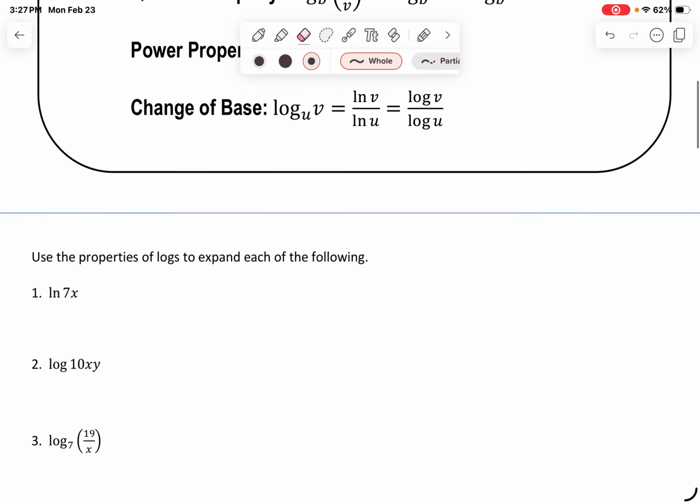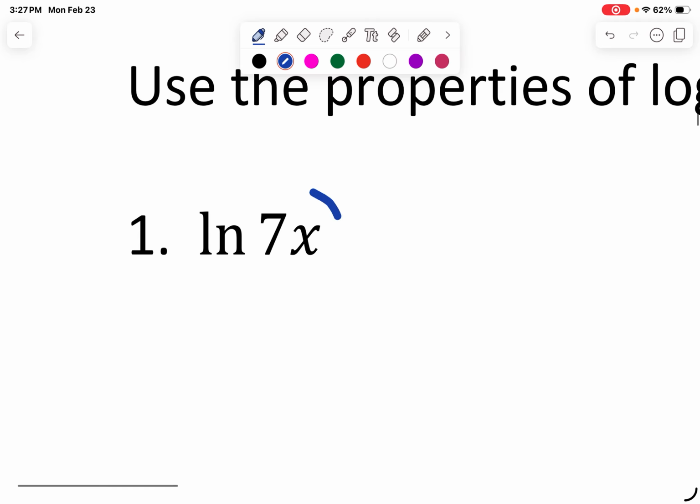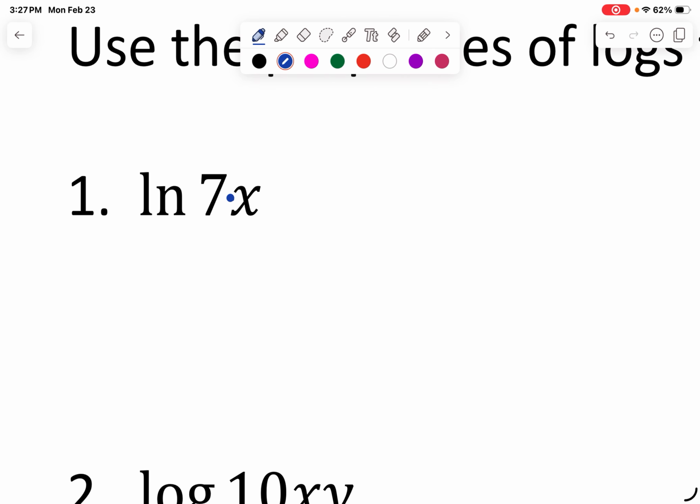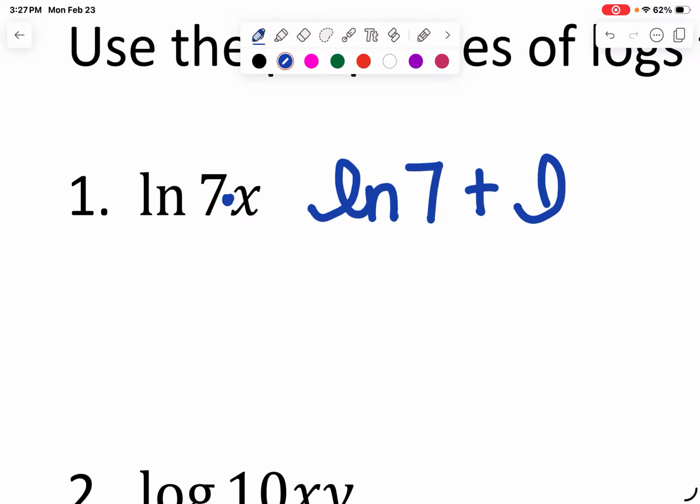Okay, so it says use the property of logs to expand each of the following. So what you're gonna do is look at the argument and make sure there's no multiplication, division, or exponents left in it. So right here I see multiplication, so that means that I can split this into 2 logs. This is natural log, which could be any log here. So natural log of 7, and then remember for multiplication in the argument, you're going to turn it into 2 logs that you add. Natural log of x.